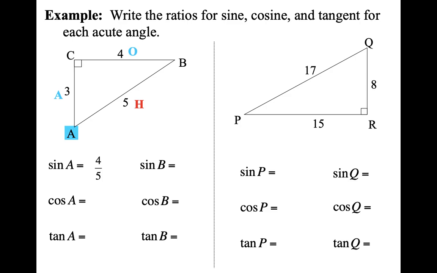Does it need to be reduced? No, it's in simplest form. Next, for angle A, we want cosine. So this is CAH. Cosine is equal to adjacent over hypotenuse. So I have A over H, which is 3 over 5. Does it need to be reduced? No, it's in simplest form. Next, we have tangent of angle A. So TOA, tangent is equal to opposite over adjacent. And so here we have 4 over 3.